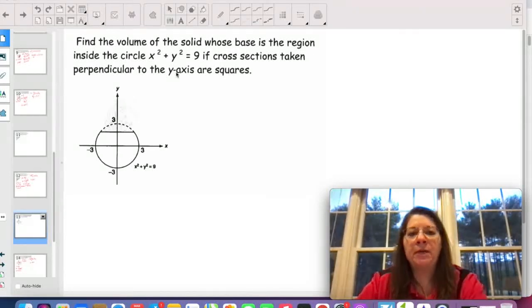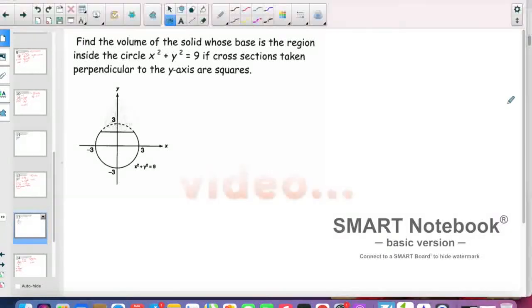If they're taken perpendicular to the y-axis, we need to solve this thing for x. So you're going to solve it for x. Our boundaries are taken from the y-axis. That would go from -3 to 3. And the formula, again, is area equals side squared. So go ahead and pause the video, see if you can get this one. Solve it on your calculator, and I'll come back with the answer in a few minutes.